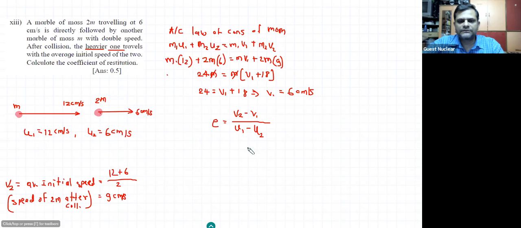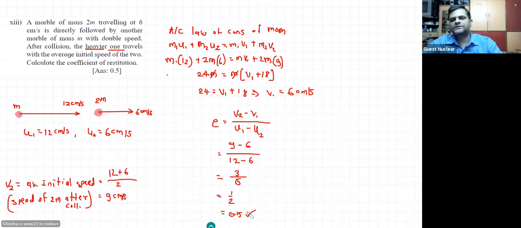So if we use this V1 in this formula, then we'll be able to find out the coefficient of restitution, which is going to be V2, that is 9, minus V1, which is 6, upon U1, which is 12, minus U2, that is 6. So that we can just get this as 3 divided by 6, which actually comes out to be 1/2, matlab 0.5. That's it. It does not have any unit. So 0.5 is going to be the final answer. That is the value of coefficient of restitution in this case here.